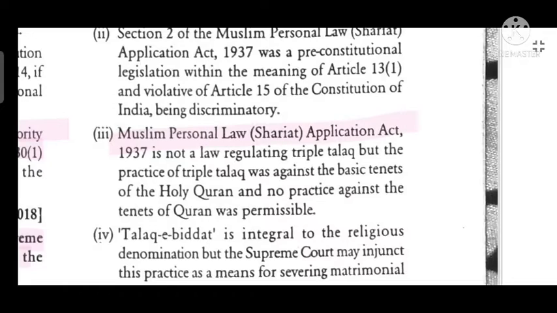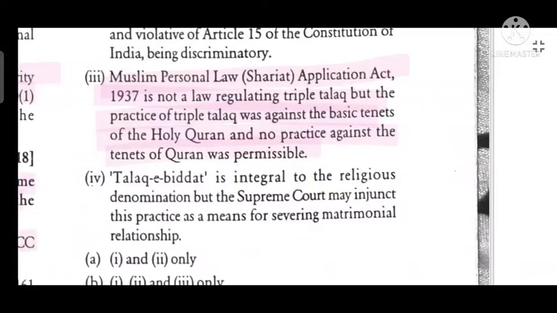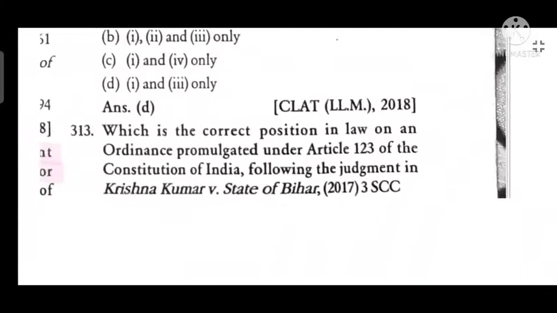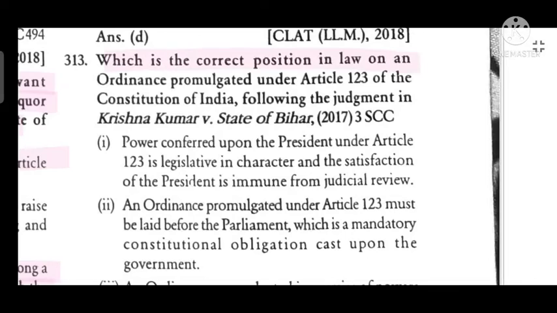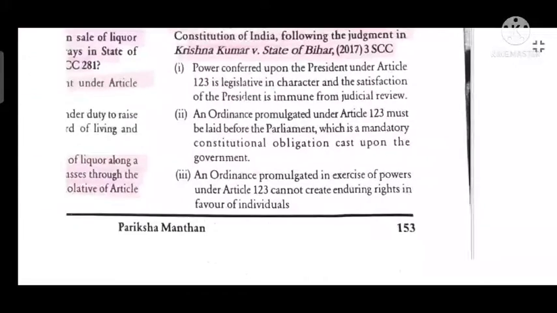The Muslim Personal Law Shariat Application Act 1937 is not a law regulating triple talaq, but the practice of triple talaq was against the basic tenet of the Holy Quran, and a practice not against the tenet of the Quran is permissible. Which is the correct position in law of an ordinance promulgated under Article 123 of the Constitution of India? The following, following the judgment in Krishna Kumar versus State of Bihar.